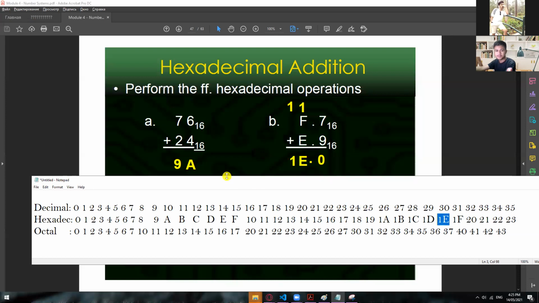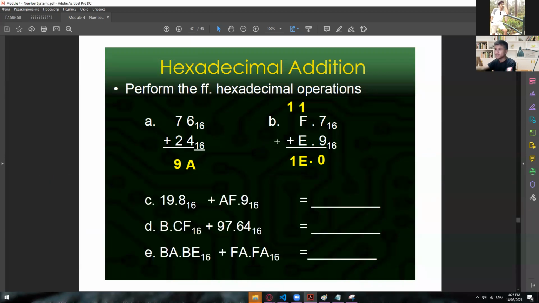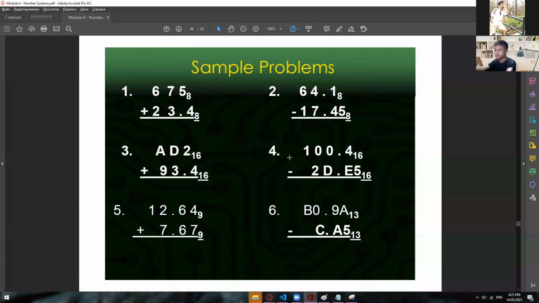Okay, so were you guys able to follow? So as long as you have the list of the sequence of hexadecimal and octal equal to this decimal right here, you're good to go when it comes to binary addition, octal addition, hexadecimal addition, and so on and so forth. Okay. So yeah, that's it for hexadecimal addition.